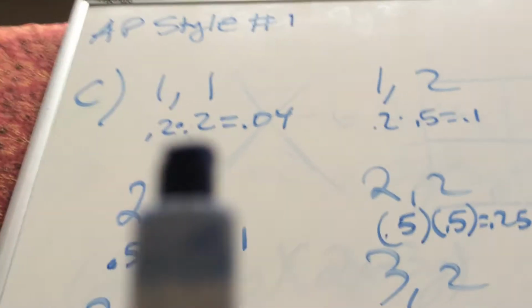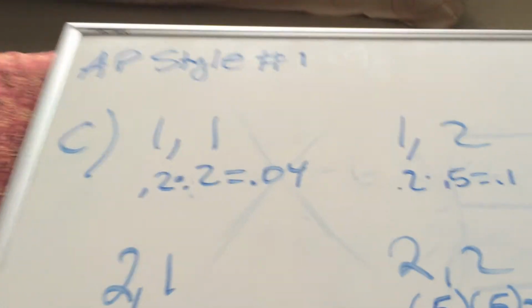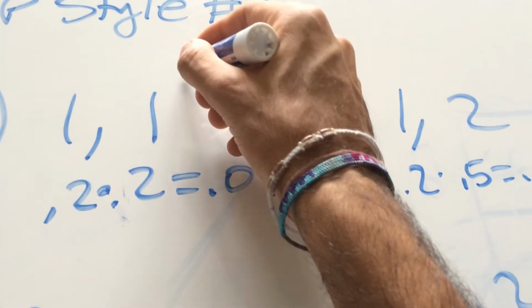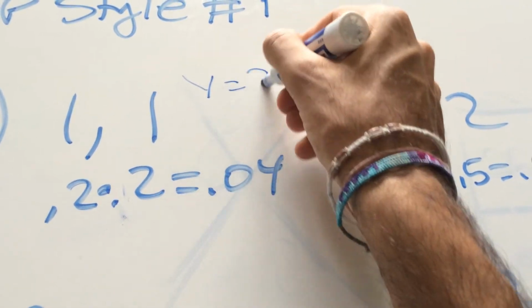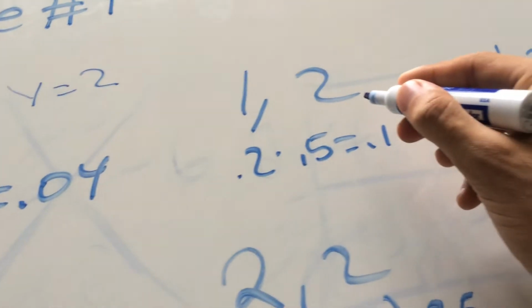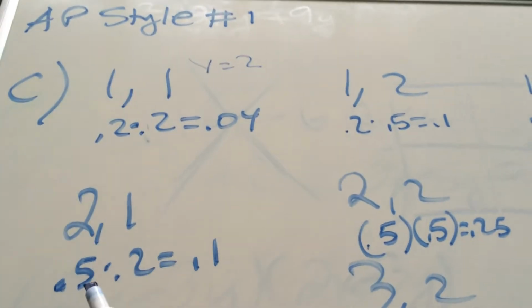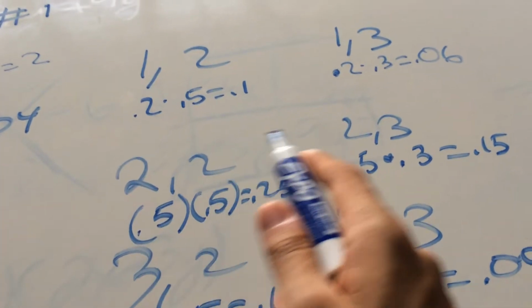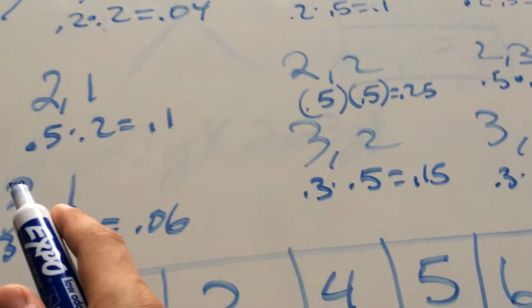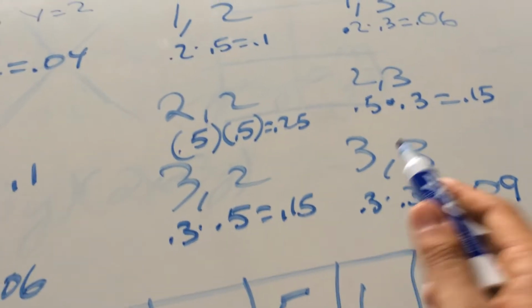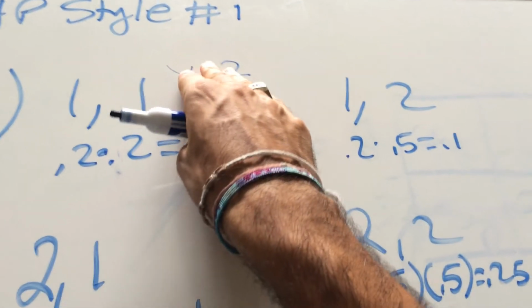So that means, let me write this in here, that for this case y equals 2. For this case, y equals 3, y equals 4, y equals 3, y equals 4, y equals 5, y equals 4, y equals 5, y equals 6. Y is just the sum of the two x's. Let me erase this for the temporary time.